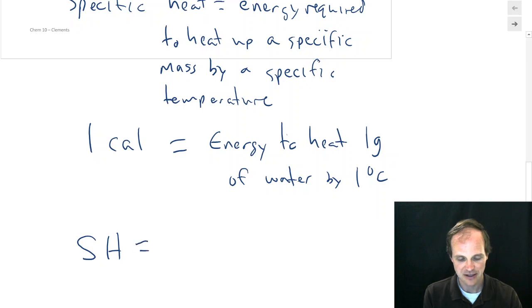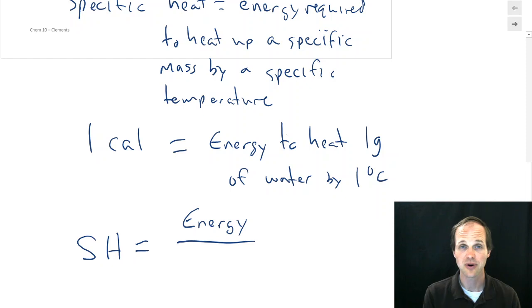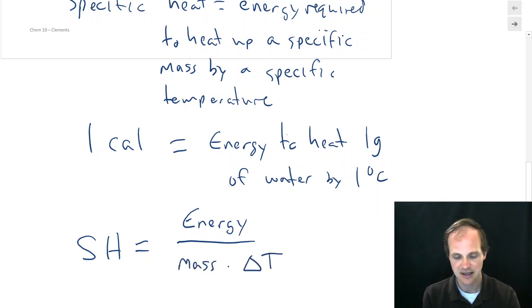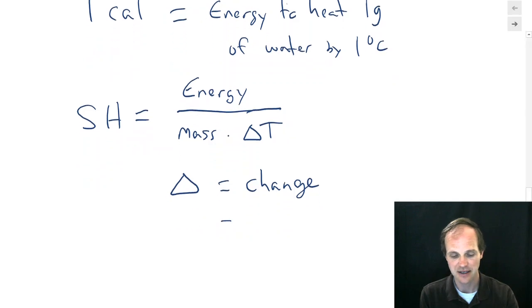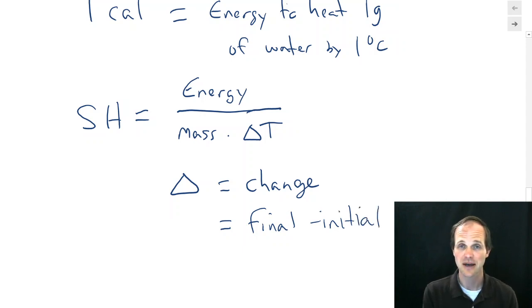So specific heat, we generally say it's energy, right? But it's the energy for every, or per. And remember, per is an indicator of a division. So it's the energy for every 1 gram, which we're going to call a mass, and changing the temperature by 1 degree Celsius, we're going to call that a delta T. Now, delta in chemistry always means a change. And very specifically, it means a final minus initial. So it's whatever you end with minus whatever you started with.